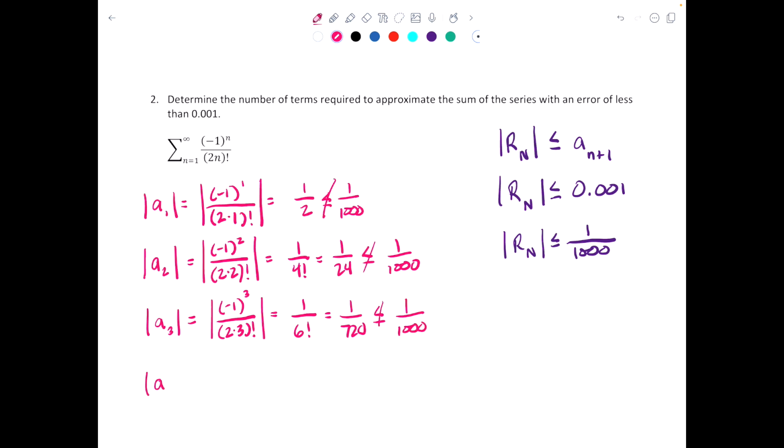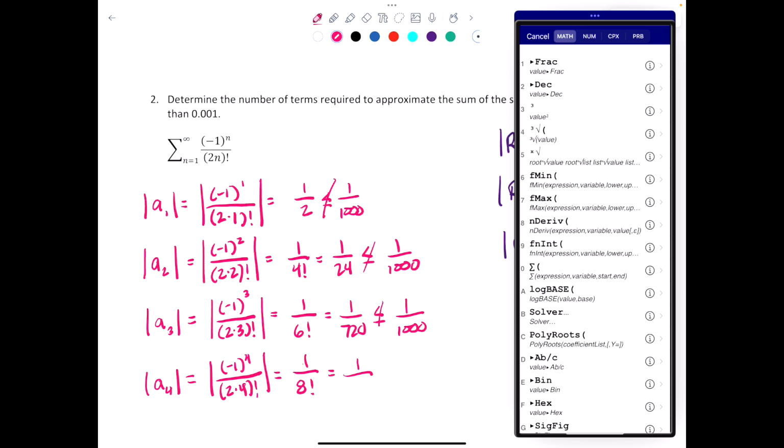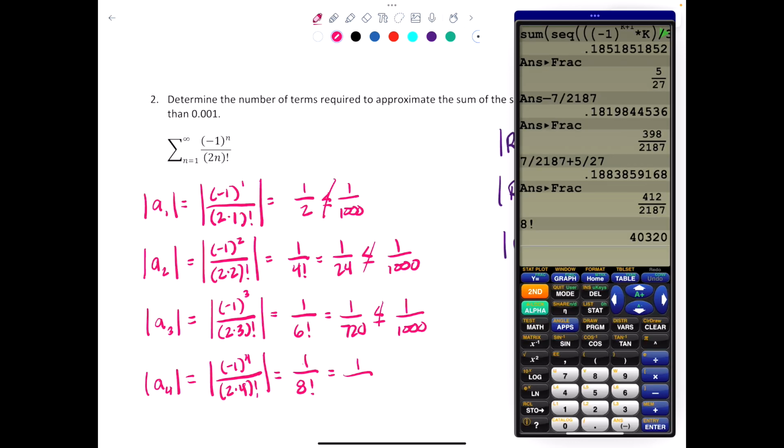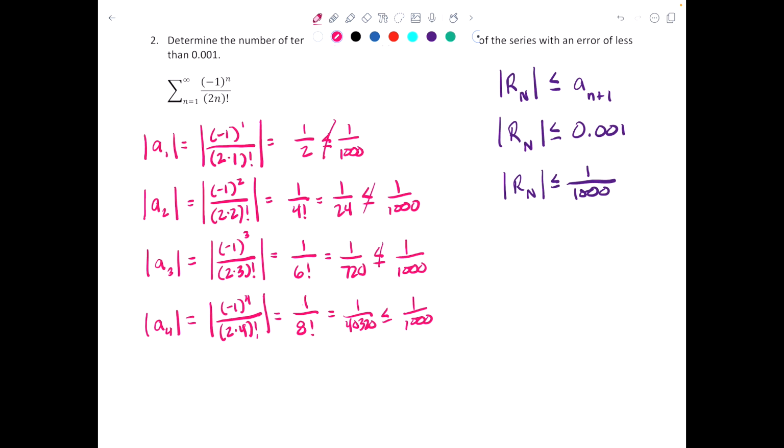I think this next term will be fine. Absolute A4 will be -1 to the 4th over 2 times 4 factorial. The negative goes away, and the absolute value will get 1/8 factorial, which is 1/, let's see, let's find our 8 factorial. Plug in 8, math, probability, factorial, enter. That's 40,320, and that is definitely less than or equal to 1/1000. Cool, cool. So basically, A4 was the first neglected term, so if this was the first neglected term, then we would be within that 1/1000 bound.